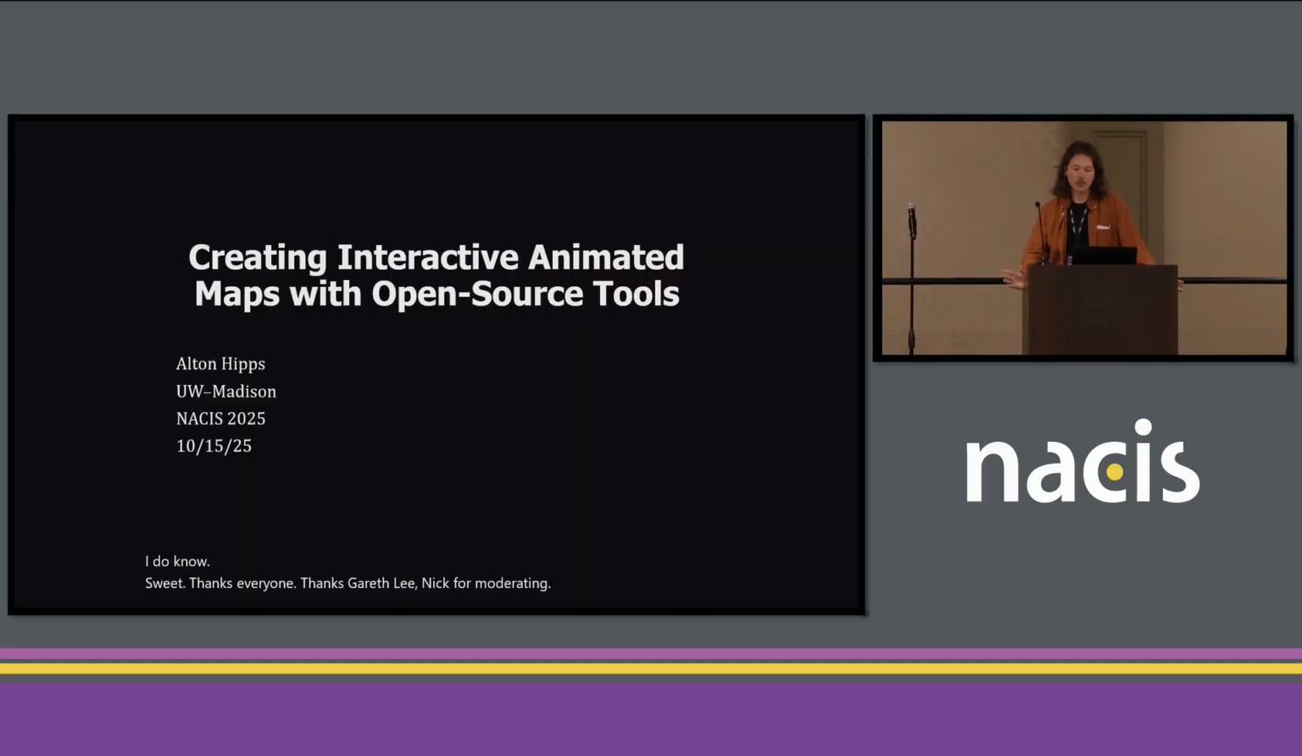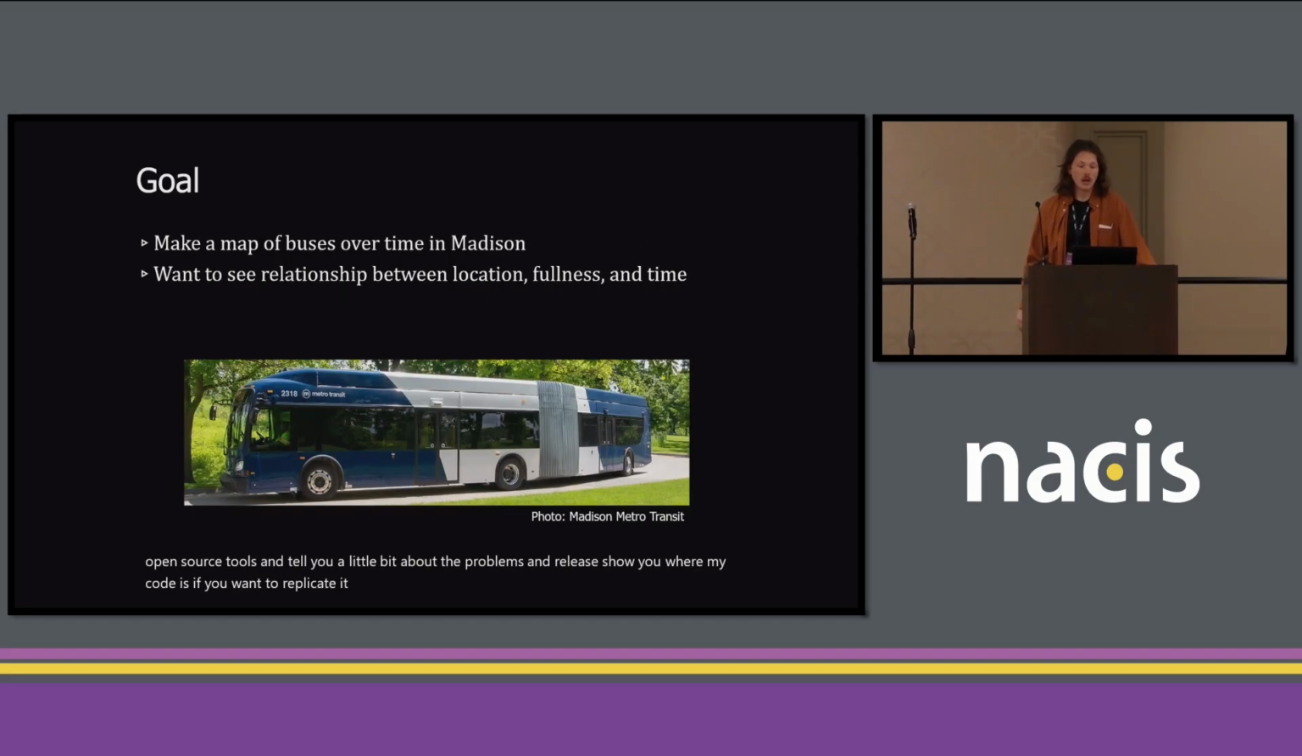I'm here to show off a little project I made, making a little animated map using some open source tools, and tell you a little bit about the problems and show you where my code is if you want to replicate it yourself. So this really started, I do live in Madison, and I wanted to make a map of our bus data and really show some of the trends over time, especially the relationship there between where buses are, how full they are, and the time that they get there.